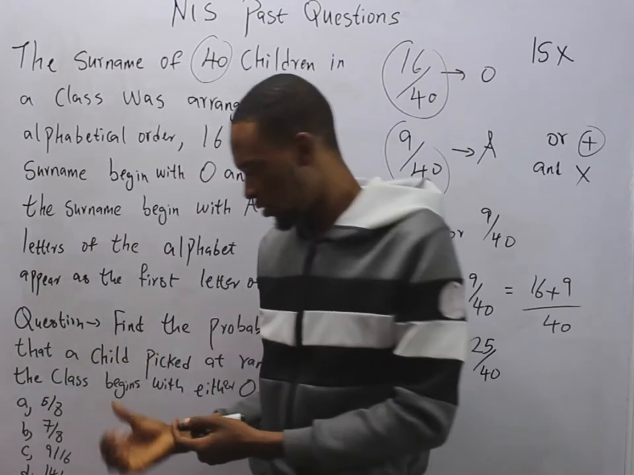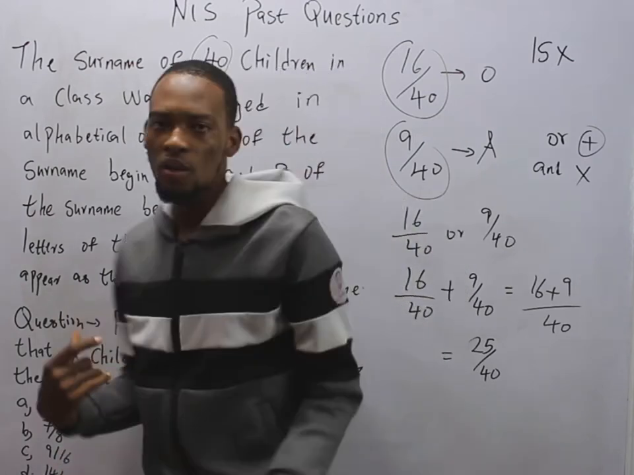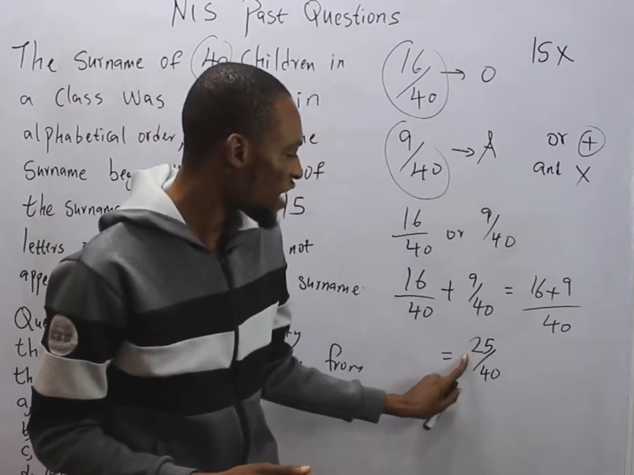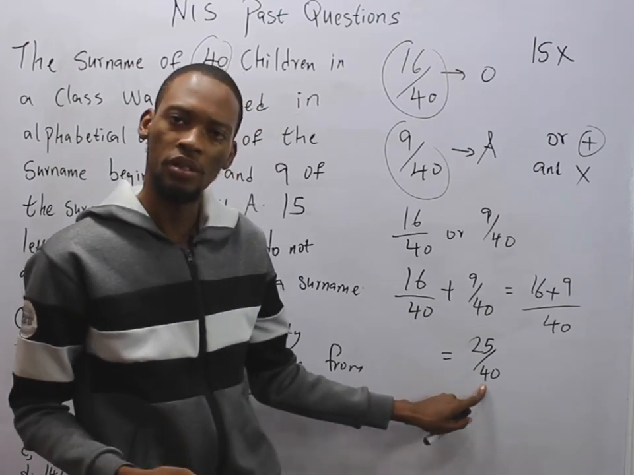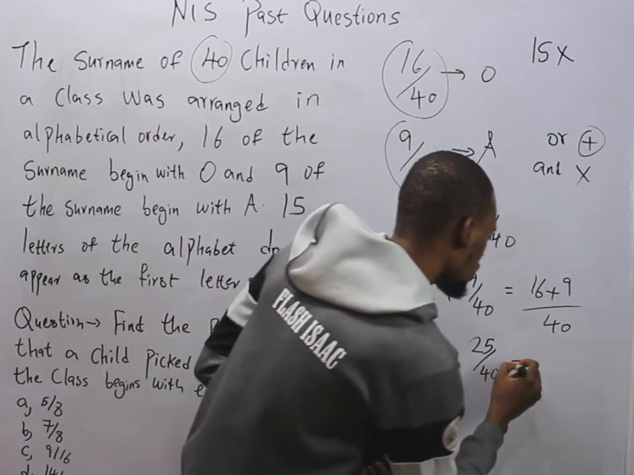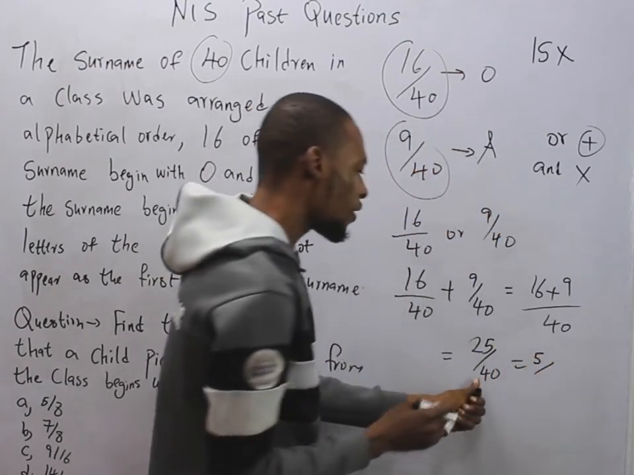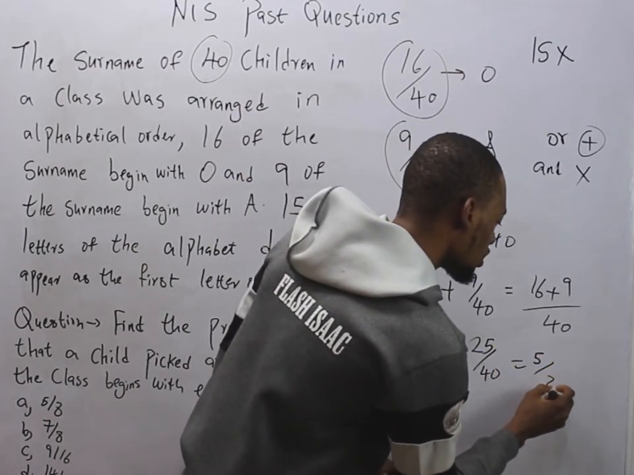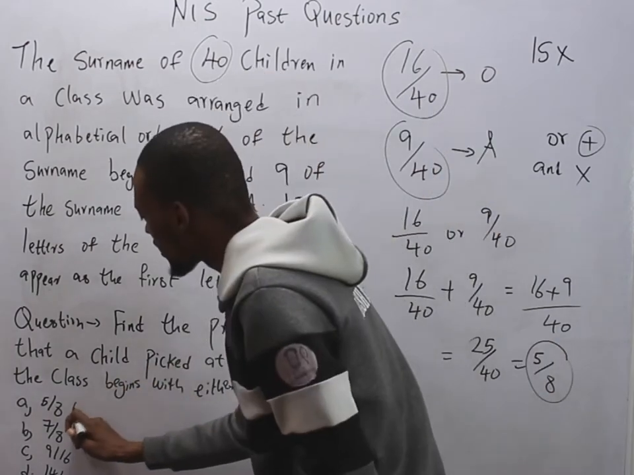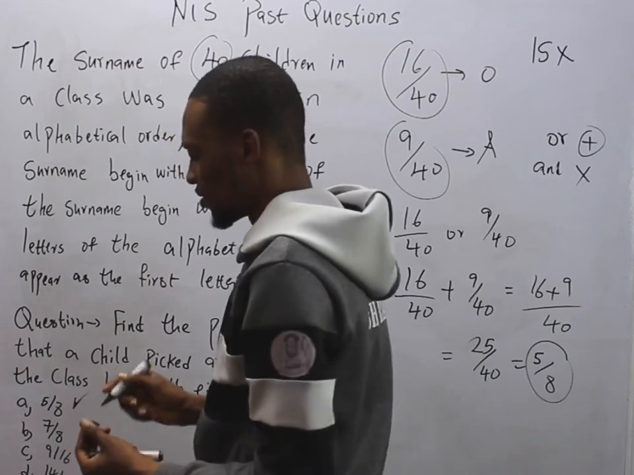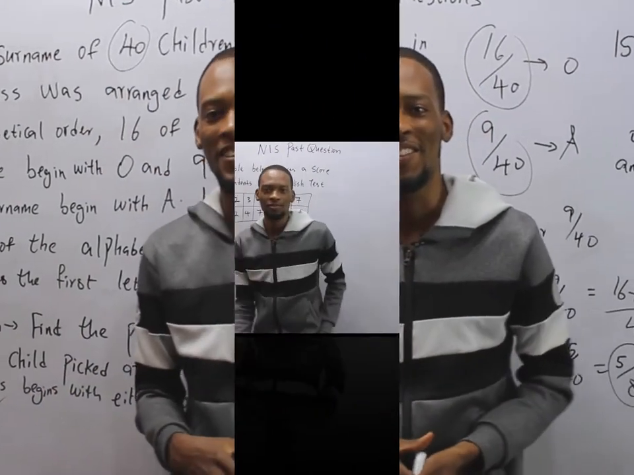Looking at the options, there is no 25 over 40. This means let's break this down. Because 5 can divide 25, it can also go into 40. So 25 divided by 5 gives 5, and 40 divided by 5 is 8. So this is the lowest form. That makes option A the correct option. Hope you found this helpful. Now let's see the next question.